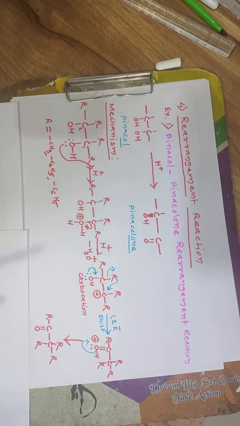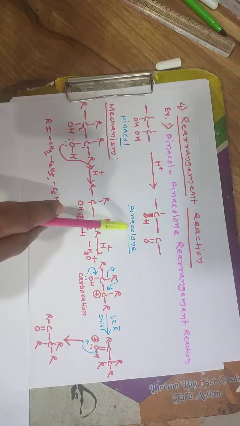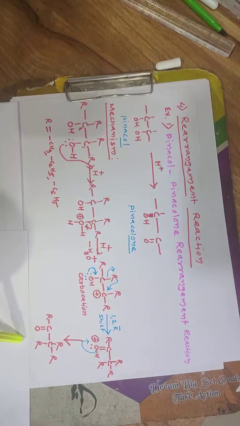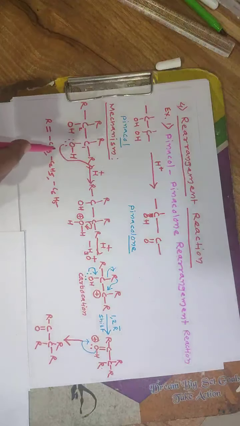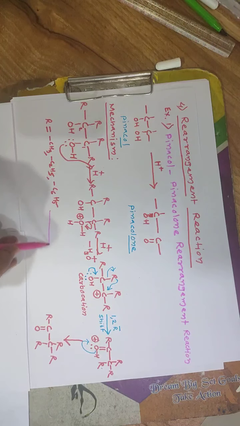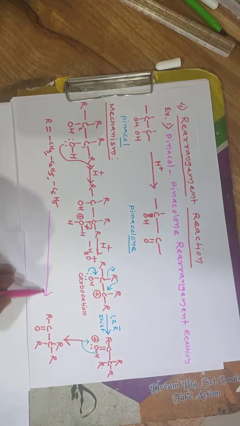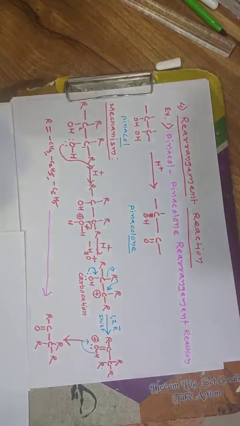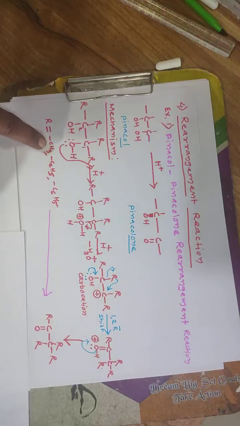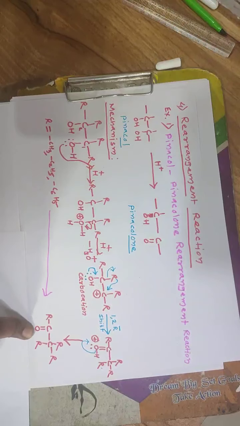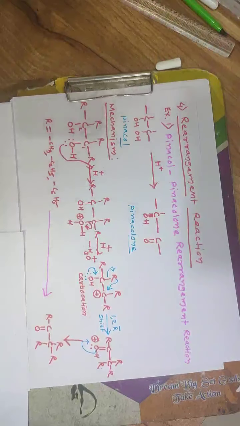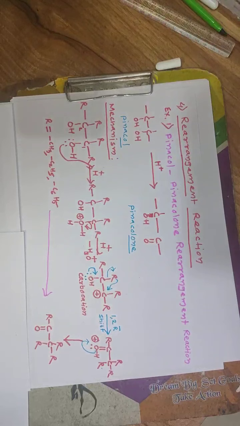So this is a ketone. It is called pinacolone. So here we have converted this 1,2-diol compound into the corresponding pinacolone. So the conversion of pinacol into pinacolone takes place. So this is a very simple mechanism of the reaction.